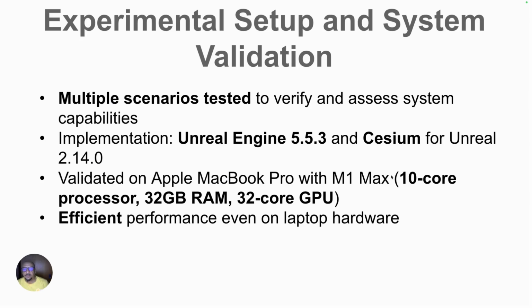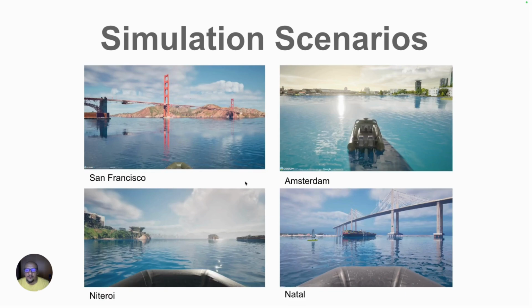So yeah, that was our experiment to test this. We used Unreal Engine and Cesium, and the code was running on a MacBook Pro in real time. We simulated a lot of different scenarios, for example, San Francisco, Amsterdam, Niterói, and Natal. So we can reproduce these scenarios in a short time.